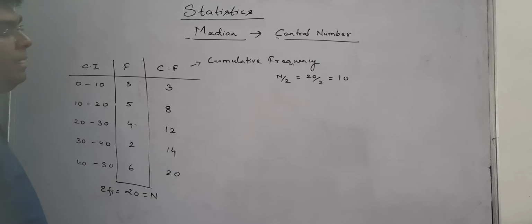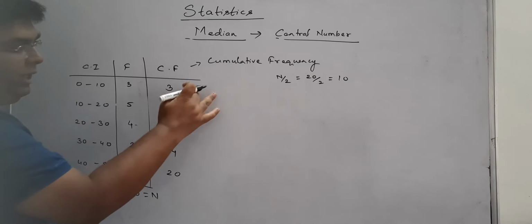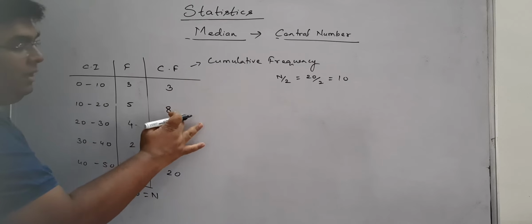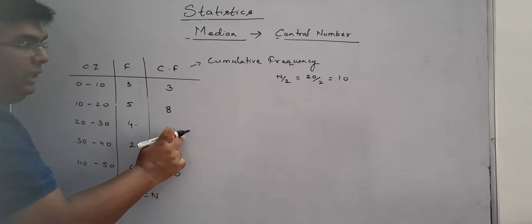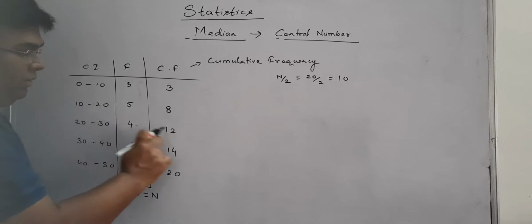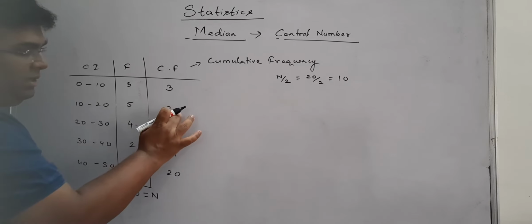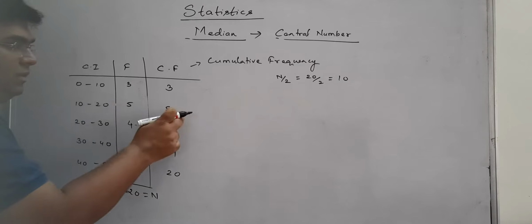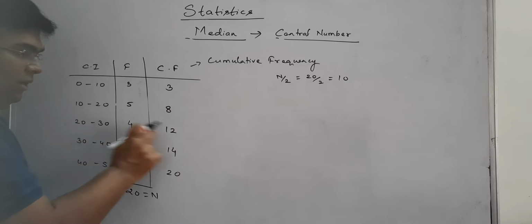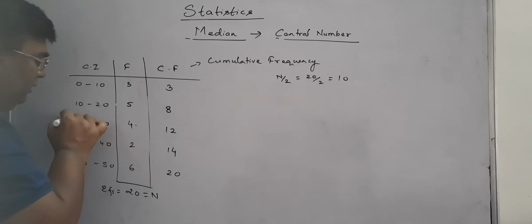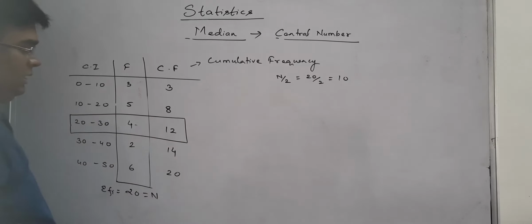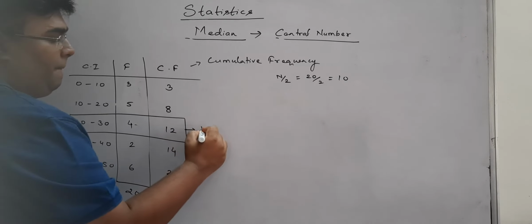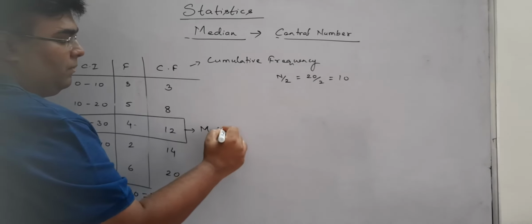For example, 3 doesn't include 10, 8 is less than 10, 12 is more than 10, right? So 10 comes in this interval only. 10 is larger than 8, so it is not in the earlier interval. 10 is in this interval, right? Since 10 is coming in this interval only, this is called my median class.